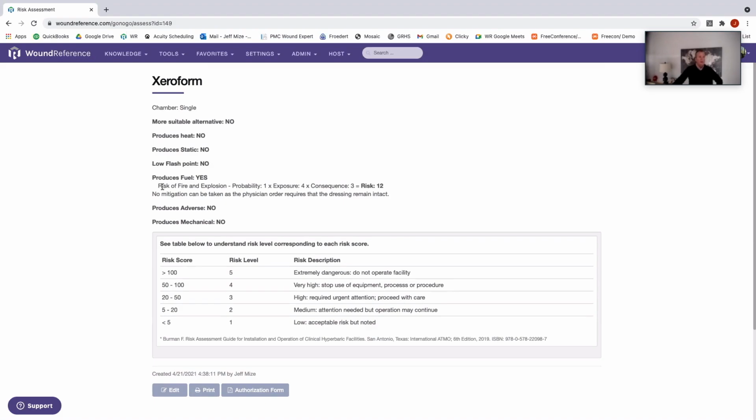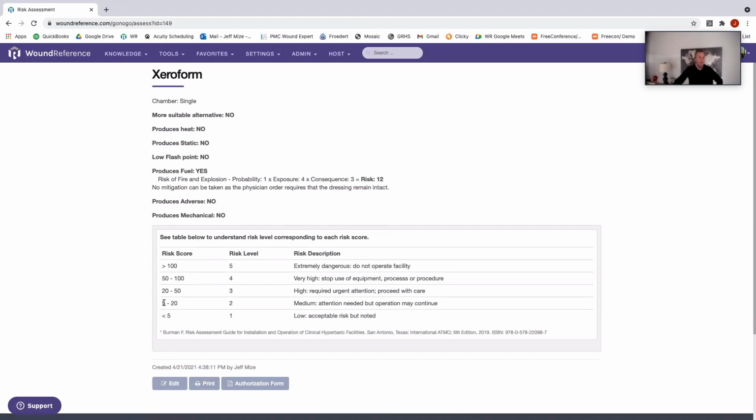And if we look, what we now have is we actually have a risk assessment score. So this risk assessment score, we would take the 12 and look at the table below. 12 would be between 5 and 20, and that would be a risk level of 2, telling us that there is a medium level of risk and attention is needed, but operation may continue. And so based on the Burman Risk Assessment Guide, you actually could put that product into the chamber safely. Does this produce heat? No, and no mechanical issues as well.